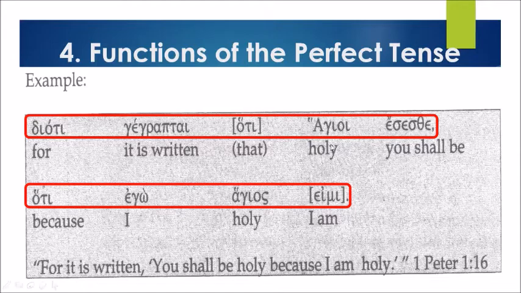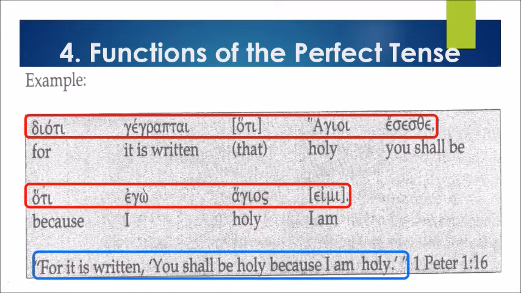Hagioi is "holy." You shall be, of course, that's the future. Hoti, conjunction, ego, "I," hagios, "holy." Of course, "I am." Let's read the translation. For it is written, you shall be holy because I am holy. It is found in 1 Peter chapter 1, verse 16.